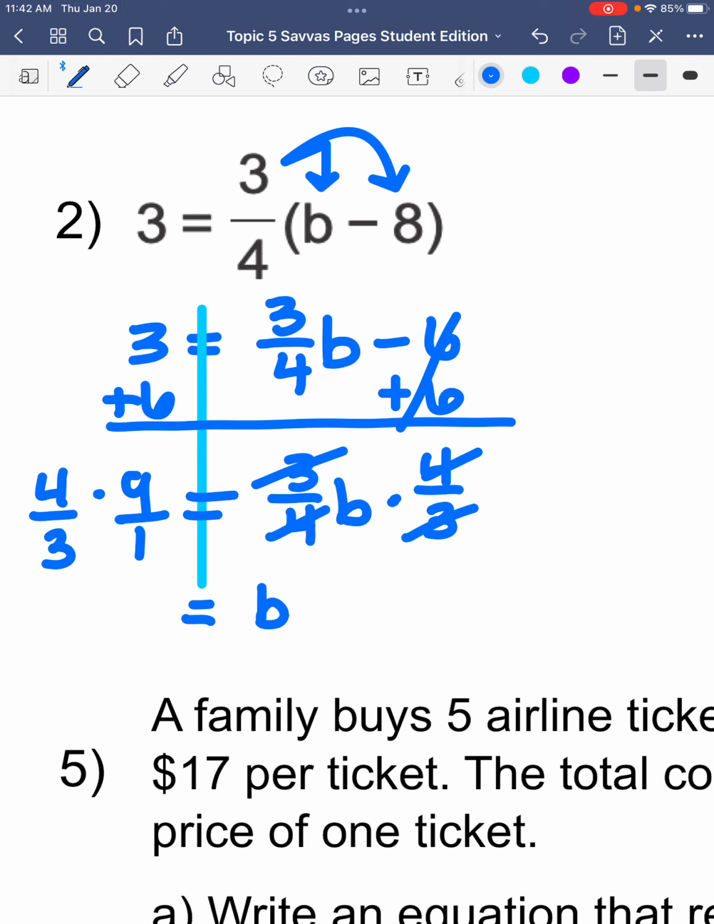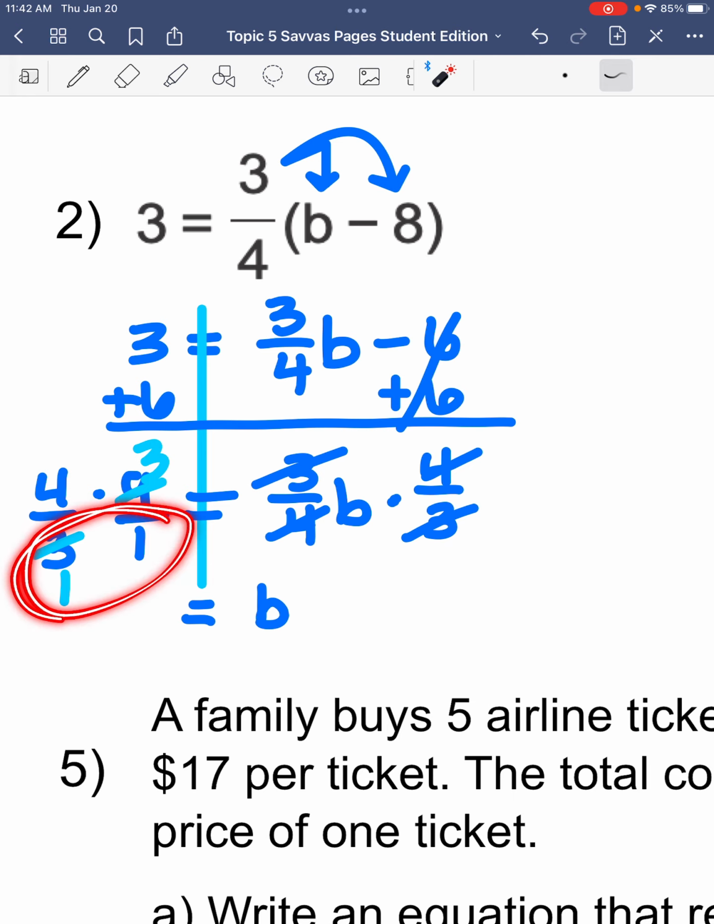Now I'm going to look to see if anything reduces. I know my 3 and 9 do. So 3 goes into 3 one time. 3 goes into 9 3 times. Now I just have to multiply my numerators together. 4 times 3 is 12. And my denominators are both 1, so I can ignore them. So 12 equals b. And that is our solution.